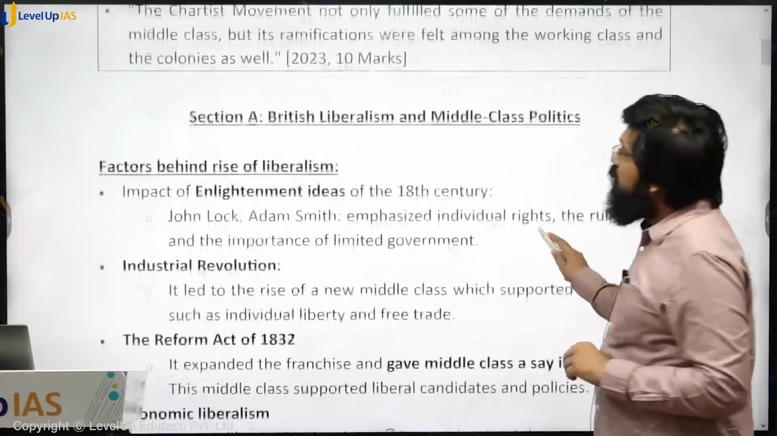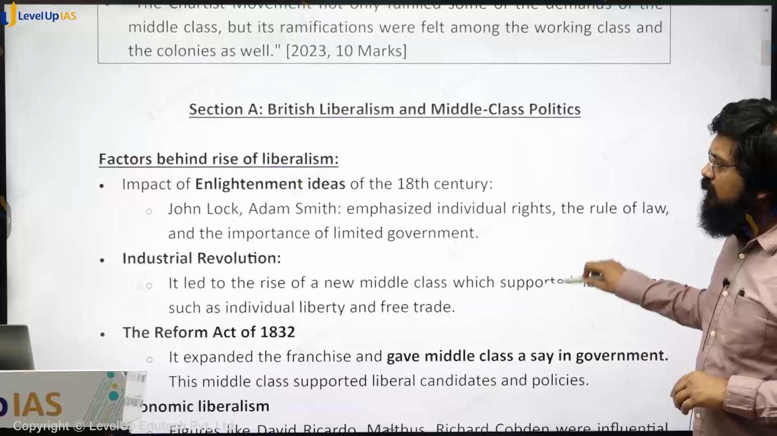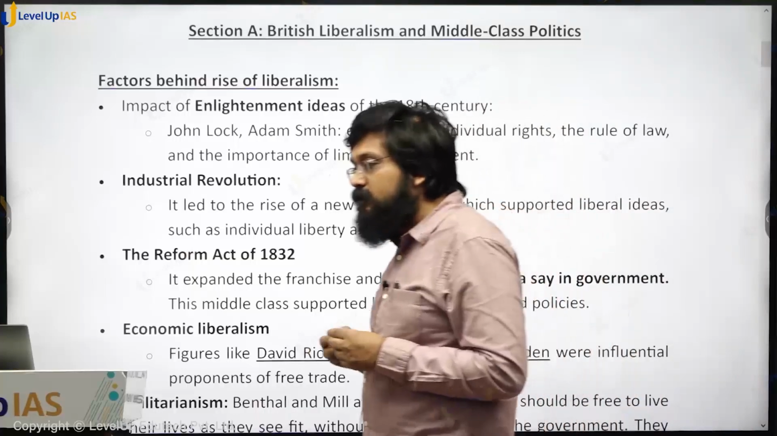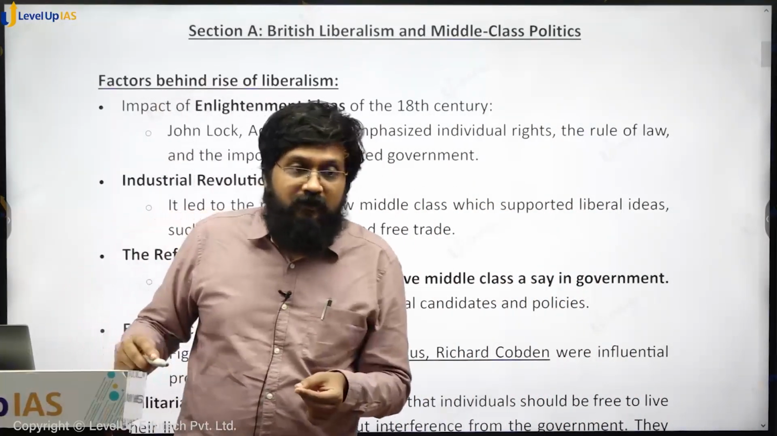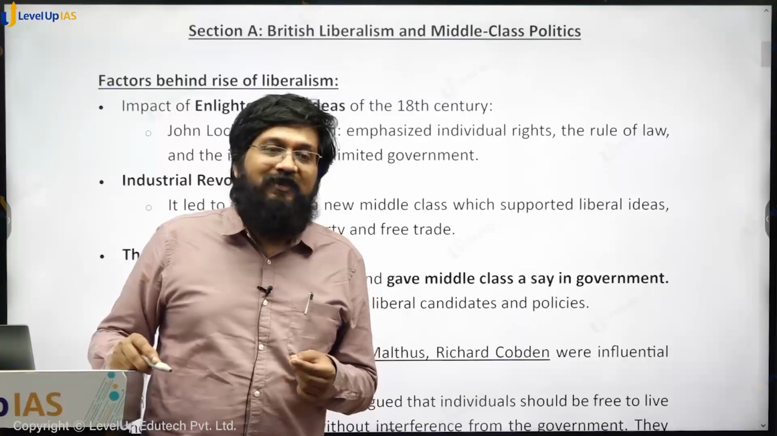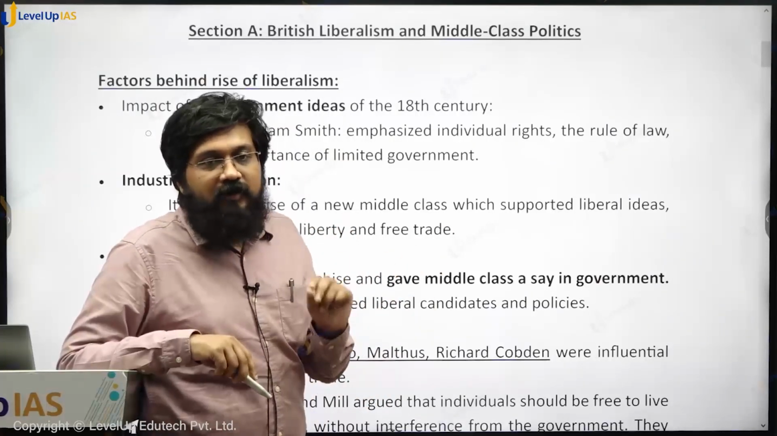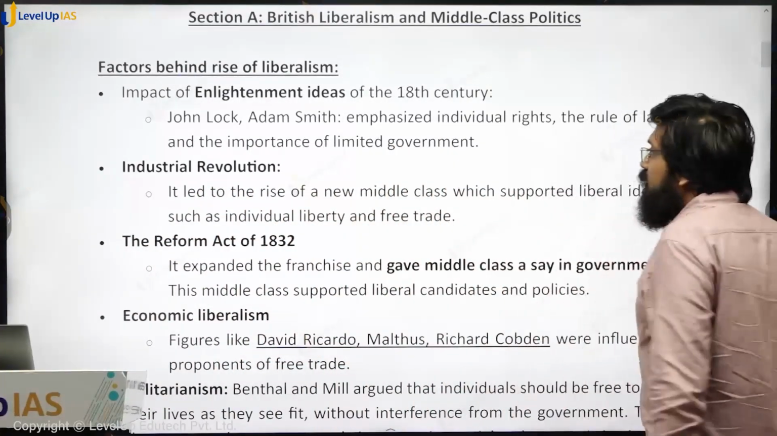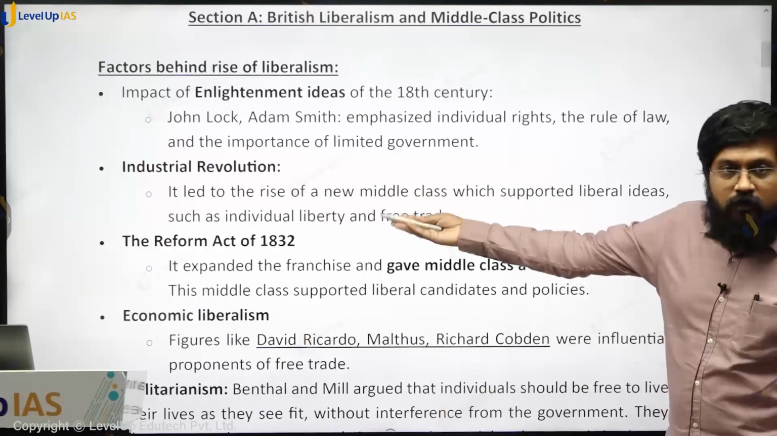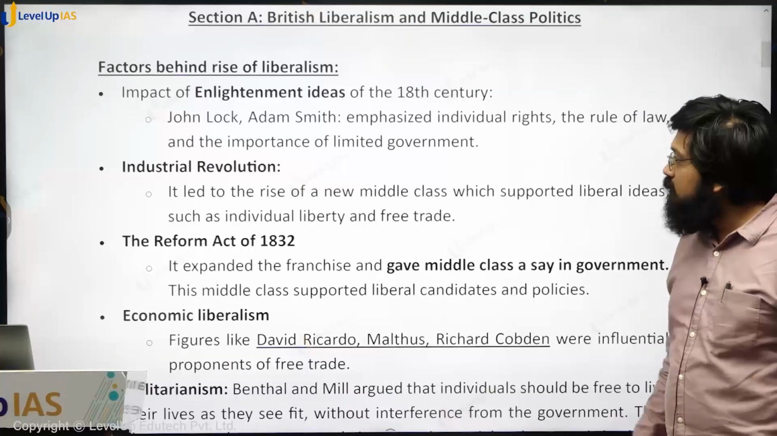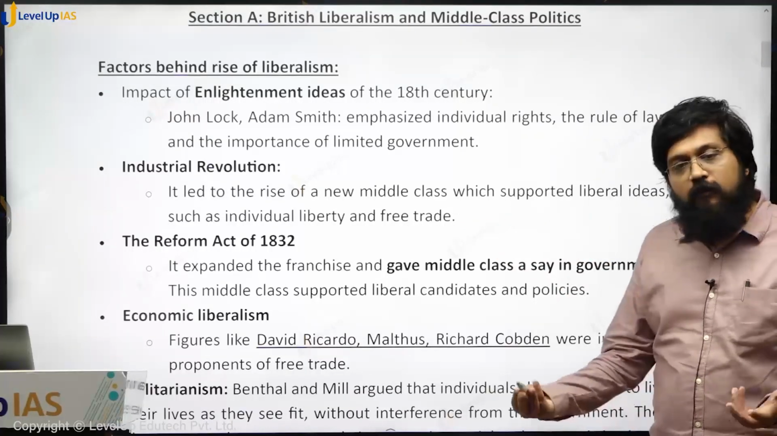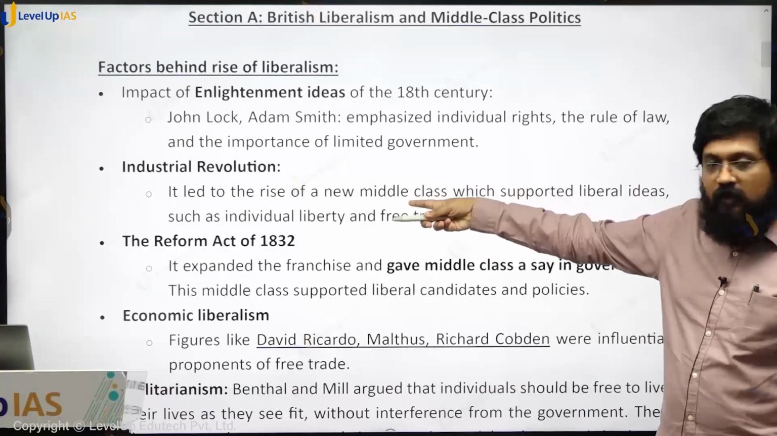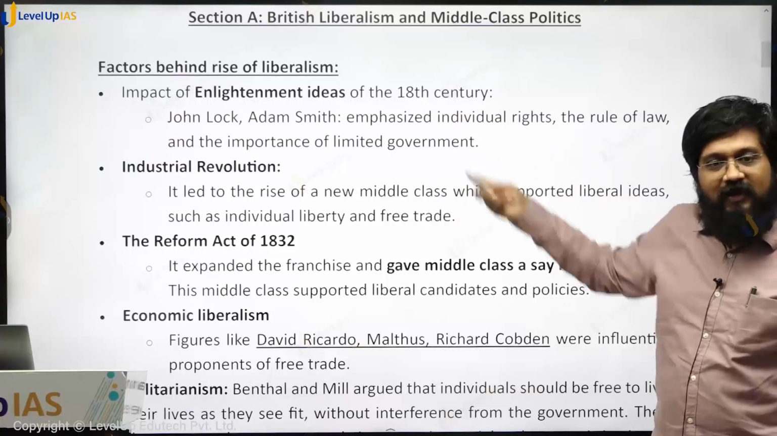Let's start with British liberalism and middle class politics. Factors behind the rise of liberalism. A very simple part. Enlightenment ideas, especially because we are talking of the British context, we'll focus on major British liberal thinkers like John Locke, who comes in 1680s, and then Adam Smith in 1770s. These two are very important. They emphasized individual rights, rule of law, and limited government. Then the impact of Industrial Revolution, which led to the creation of a huge middle class. And that middle class supported the liberal ideas because it was in their benefit, so individual liberty and free trade. So rise of ideas and rise of a social class, both things are important: economic, social, and ideological.